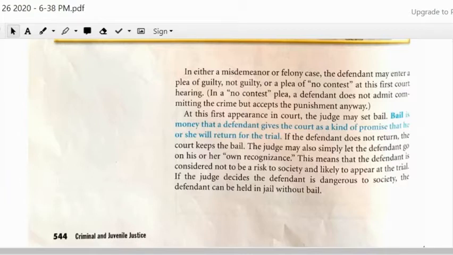At this first appearance in court, the judge may set bail. Bail is money that a defendant gives the court as a kind of promise that he or she will return for the trial. If the defendant does not return, the court keeps the bail. The judge may also simply let the defendant go on his or her own recognizance. This means that the defendant is considered not to be a risk to society and likely to appear at the trial. If the judge decides the defendant is dangerous to society, the defendant can be held in jail without bail.